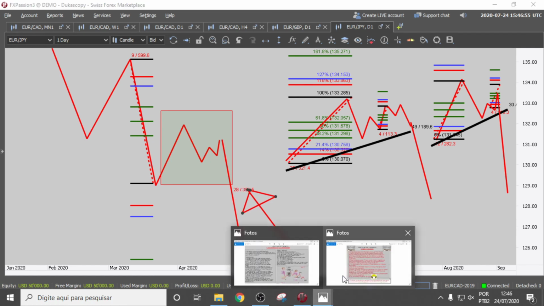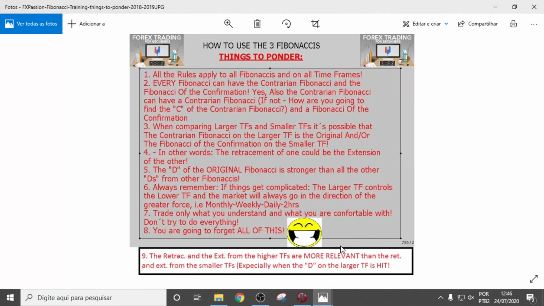So one last time, and then we are going to check quickly the EURGBP. The retracement and the extension from the higher time frames are more relevant than the retracement and the extension from the smaller time frames.